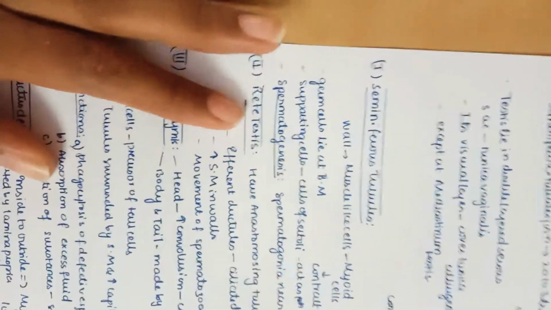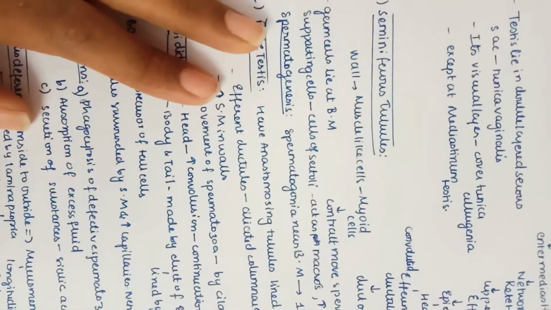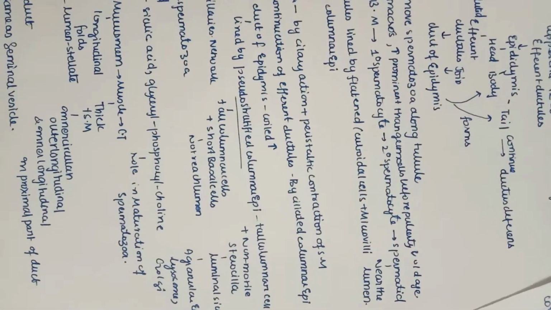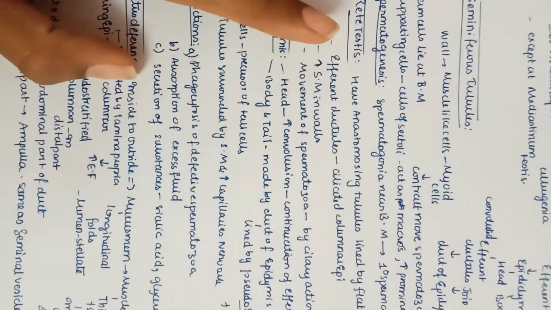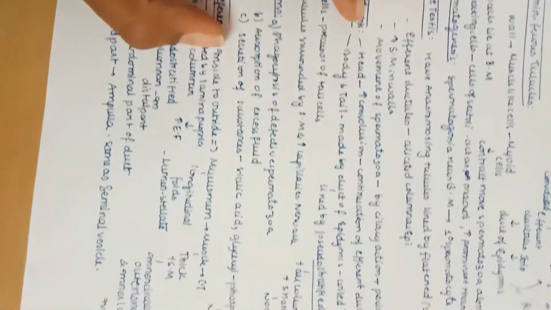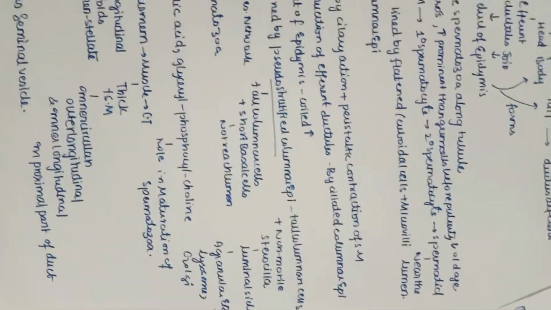Now let us see the rete testis. If you remember, the posterior projection of the seminiferous tubules together forms the rete testis. They have anastomosing tubules lined mainly by flattened cuboidal cells along with microvilli. So that is important. The efferent ductules are ciliated columnar epithelium, and there is a numerous amount of smooth muscle in the wall. The movement of spermatozoa is mainly done by ciliary action and peristaltic contraction of smooth muscle. So now let us check out the epididymis.